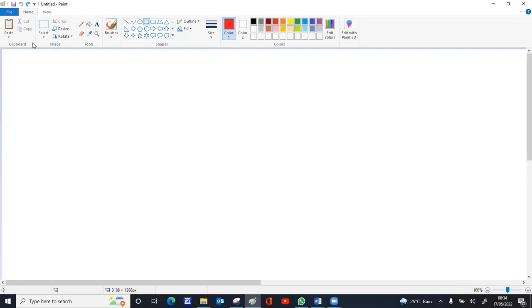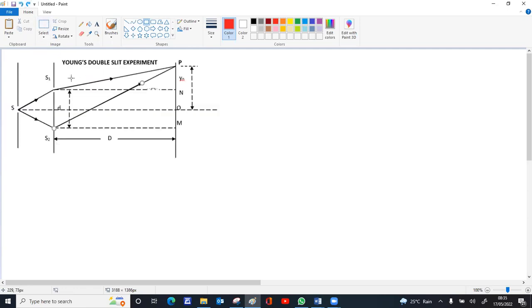This is another important derivation in wave optics, the bandwidth or fringe width for the interference pattern. So it's the double slit experiment. We have a main source slit which emits monochromatic light. This light passes through two slits S1 and S2 placed right after that.